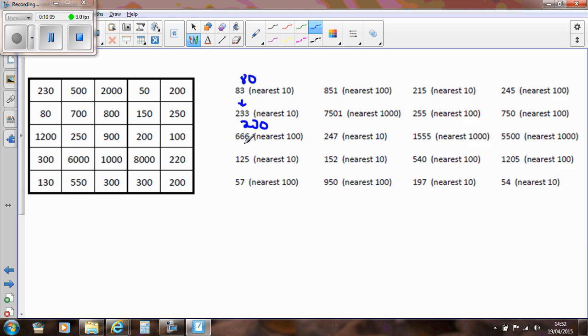666 is the nearest 100, so we've got the hundreds column. This one here is 60, so it's above 50, which means that the closest 100 is 700. 125 is the nearest 10, so we've got this one here. It's a 5, that one, so it's similar to the rounding before, it makes it go up to 30. So the answer is 130. 57 is the nearest 100. Well, it's between 0 and 100, and it's closer to 100, it's over 50, so the answer to that one is 100. 851 to the nearest 100 is going to be, it's over 50, because it's just 1 over, so the nearest 100 is 900.